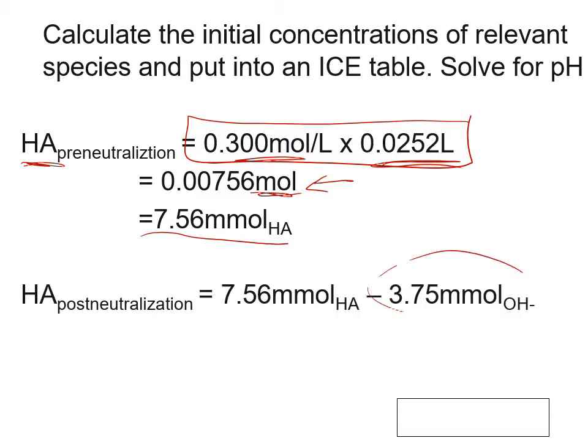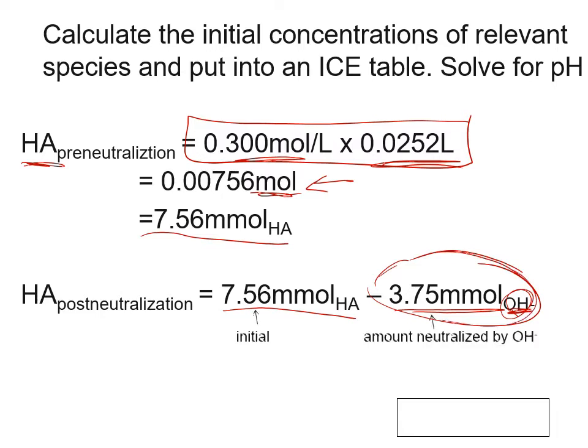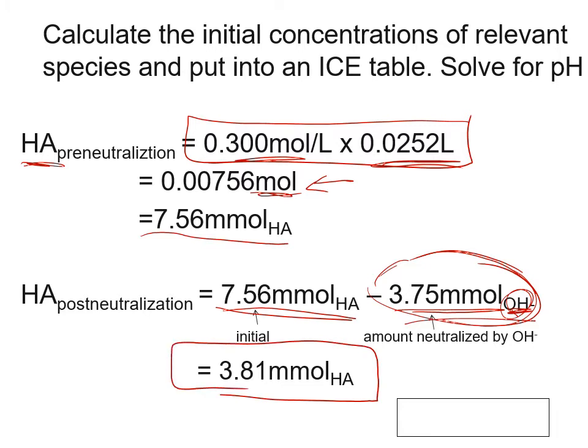We know we used up 3.75 millimoles, and I wrote the OH here, so this is where the number is coming from. That's how much sodium hydroxide was added. So that's how much of the weak acid has to be used to neutralize the sodium hydroxide. The initial amount of weak acid minus the amount that was used to neutralize the OH is going to give us a leftover amount of weak acid of 3.81 millimoles.